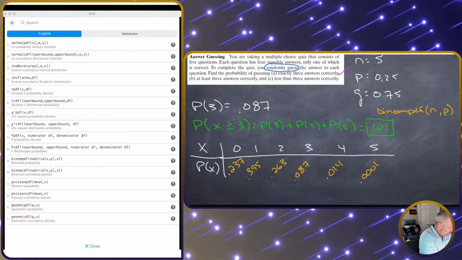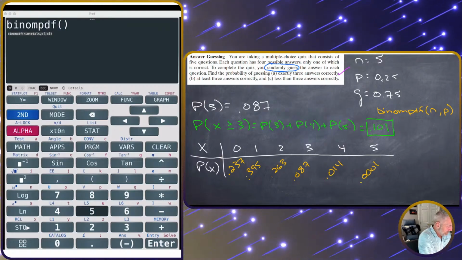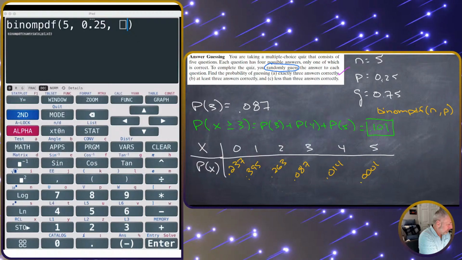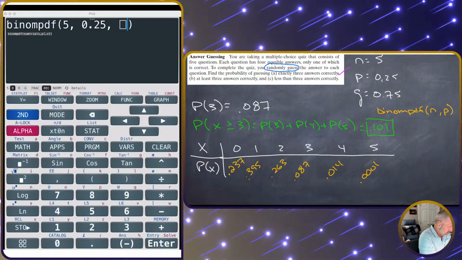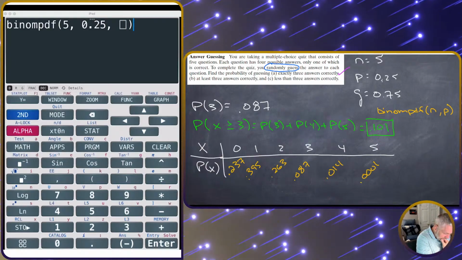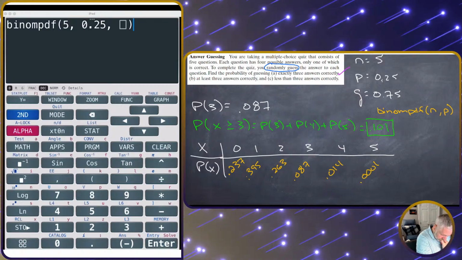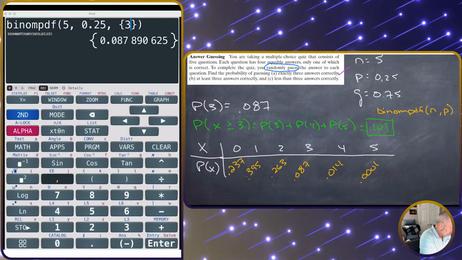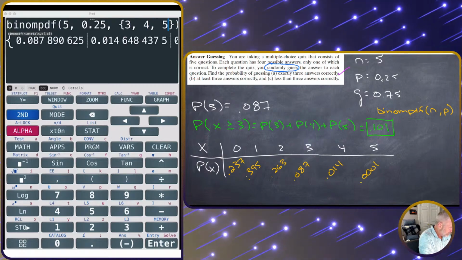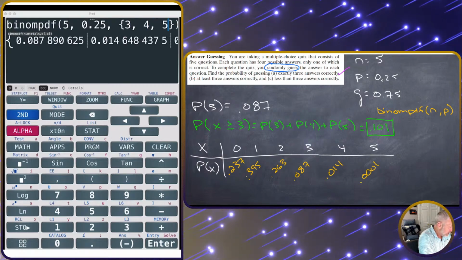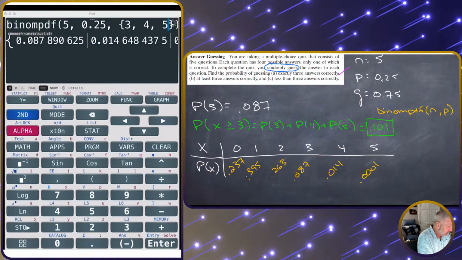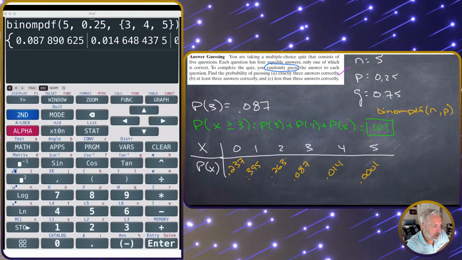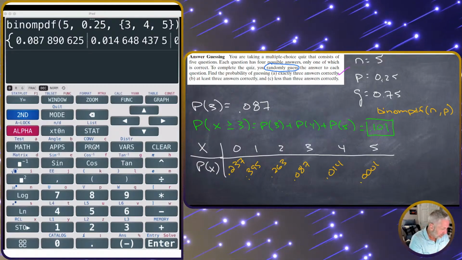So I'm going to go to binomial PDF. I'm going to put 5, comma. I forgot to put the probability in there. 0.25. Now, comma, second parentheses, and then I'm looking for 3, 4, 5. 3, comma, 4, comma, 5. It has closed the parentheses for me. I hit enter, and there I've got them. And you see they're separated.